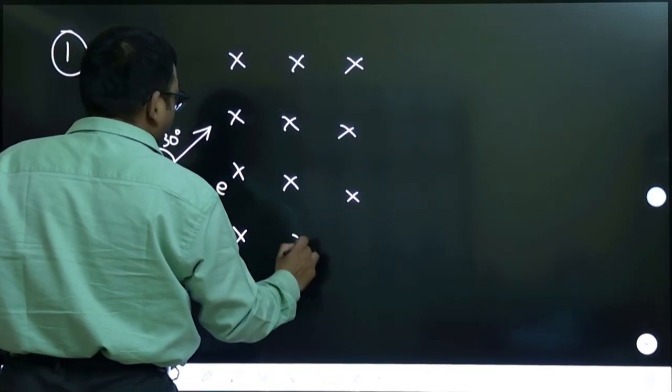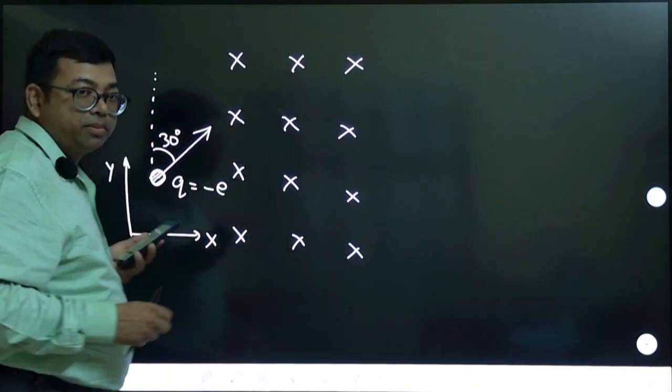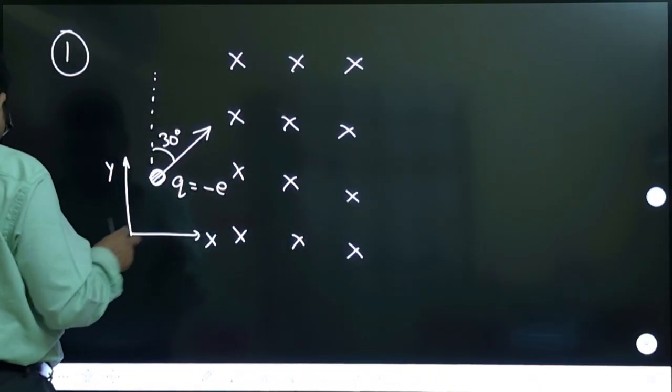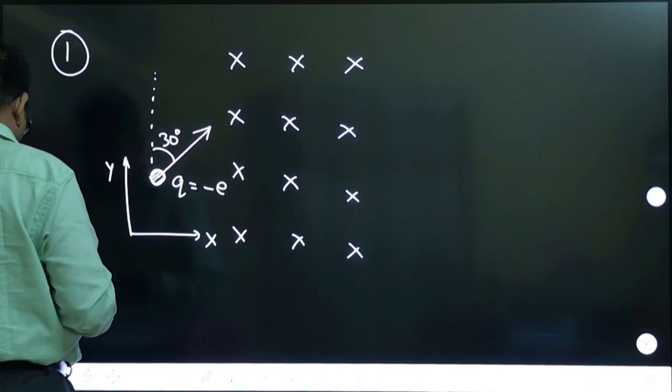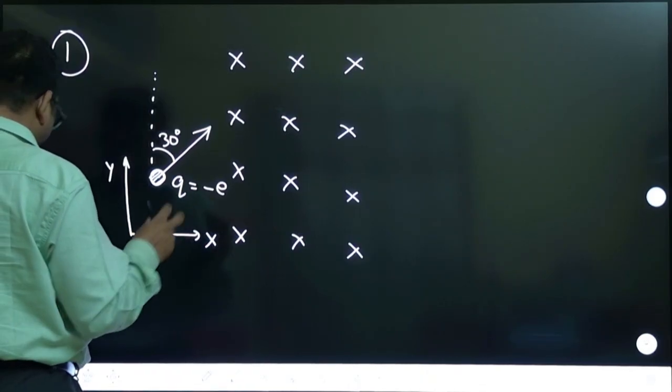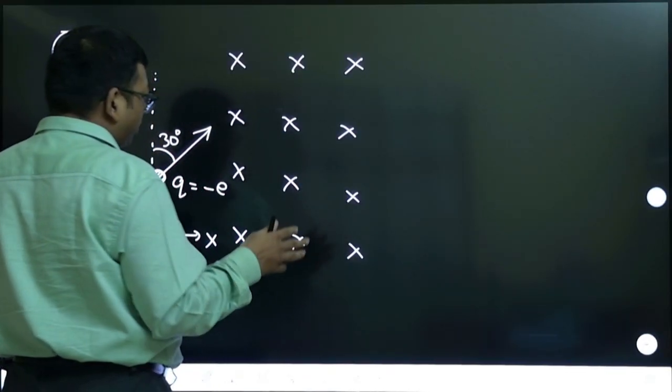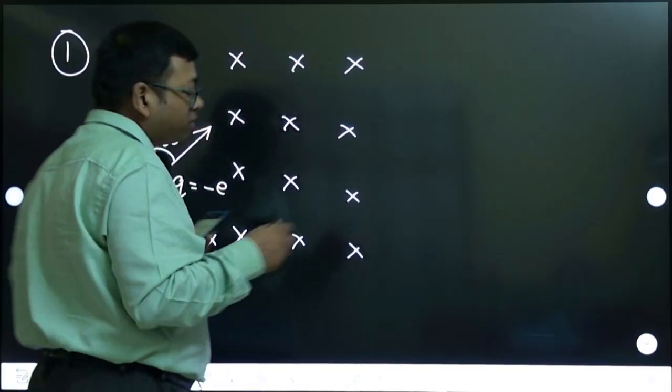Cross. What does a cross magnetic field mean? Cross magnetic field means the magnetic field is going inside, right? The question is, what is the direction of the magnetic force on the electron when it enters? When it is going to enter inside, what is the direction of the magnetic force? That's what the question is.